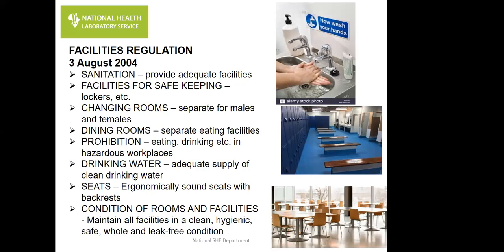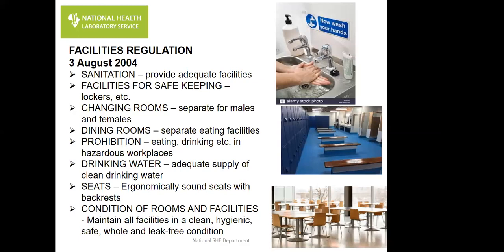Change rooms for employees that need to change from their personal clothing into their work clothing, and then dining rooms for each employee, especially where hazardous biological and hazardous chemical substances are processed. These must be separate. There must be separate dining rooms from these areas to ensure that there is no contamination. Also, prohibition signs in terms of hazardous areas, no eating, drinking, applying of cosmetics, cell phones, etc. Whatever applies to that area, you must have the appropriate signage.